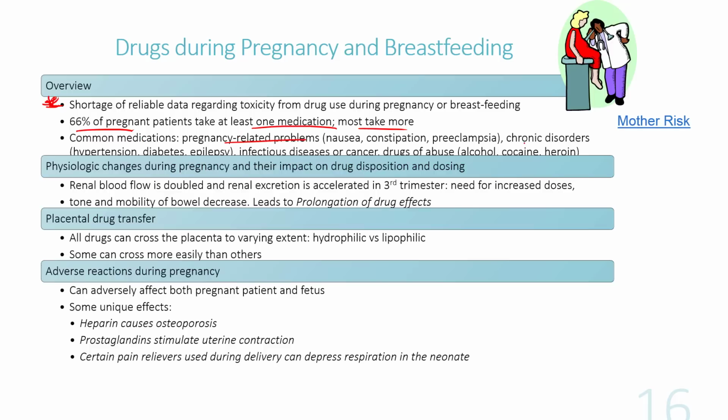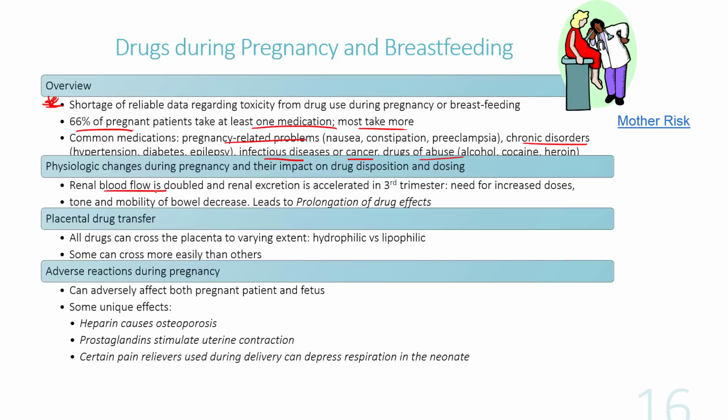So some common medications that are taken during pregnancies are medications that are related to pregnancy problems, right? If a person has a chronic disorder, they need to keep up with a medication regime. Someone with an infectious disease, or a pregnant person who's got cancer. And then you've also got people that are continuing to take drugs of abuse because maybe they can't stop even when they're pregnant.